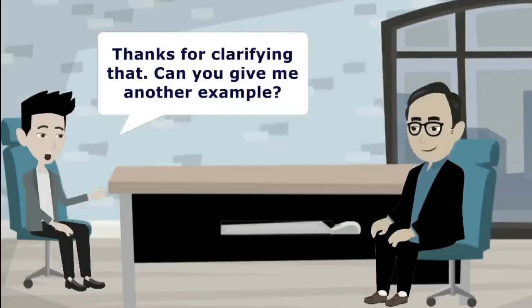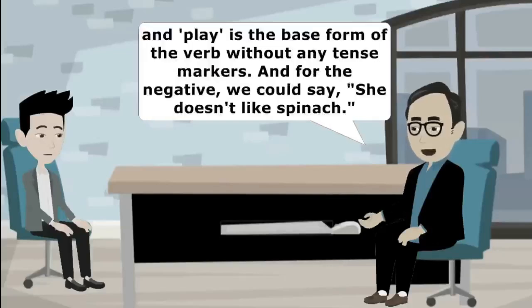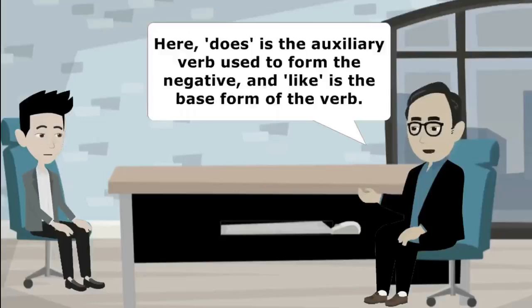Thanks for clarifying that. Can you give me another example? Sure. How about this? Do you play the piano? Here, do is the auxiliary verb used to form the question, and play is the base form of the verb without any tense markers. And for the negative, we could say, she does not like spinach. Here, does is the auxiliary verb used to form the negative, and like is the base form of the verb.